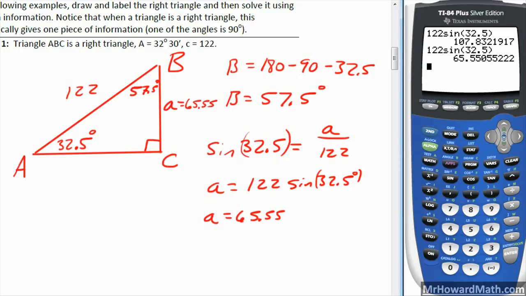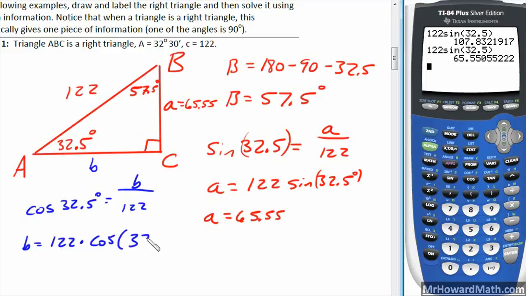So this time I'm going to use cosine. So cosine of the 32.5 degree angle is equal to the adjacent side. This one right here would be adjacent. That's side B. So little b over the hypotenuse, 122. So little b is equal to 122 times cosine of 32.5 degrees.